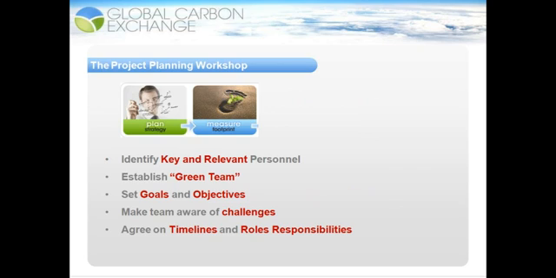Once we have identified those people, we actually call them the green team. Okay, these are the people that are going to be collating data, that have got a really good visibility into the company's activities and how the company operates.